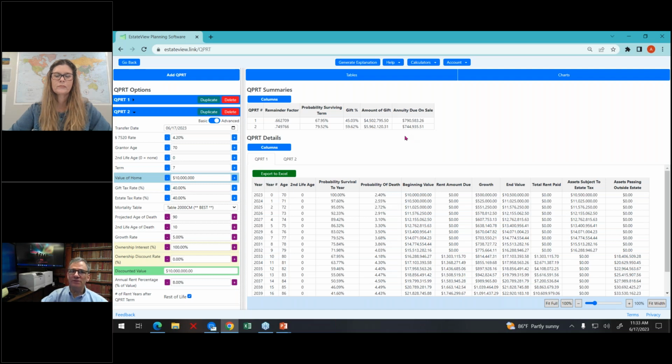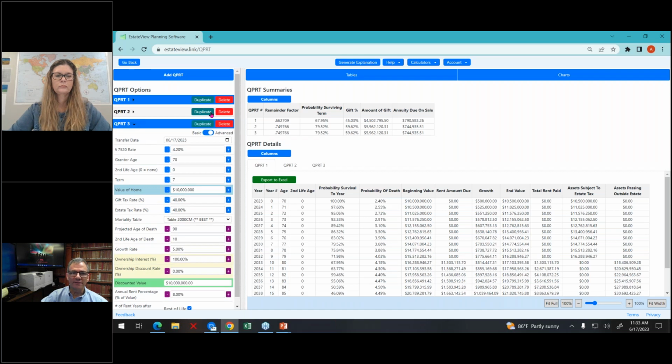Something else we've added to the software that you may not have seen yet is that you can do a 2-life Cupert. So I'll go ahead and duplicate this. And let's say he's married to a 60-year-old. So we have a second life, and the second life is 60 years old. So now it's still a 7-year Cupert, but the chances of living are 98%. There's a 98% chance this Cupert's going to work.